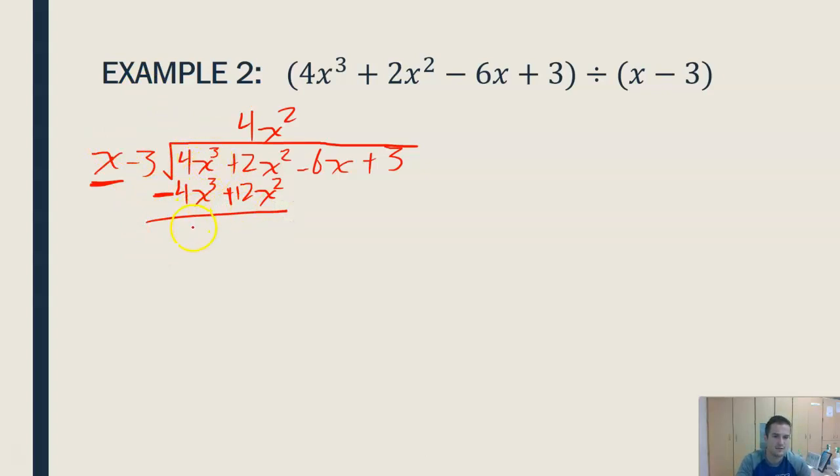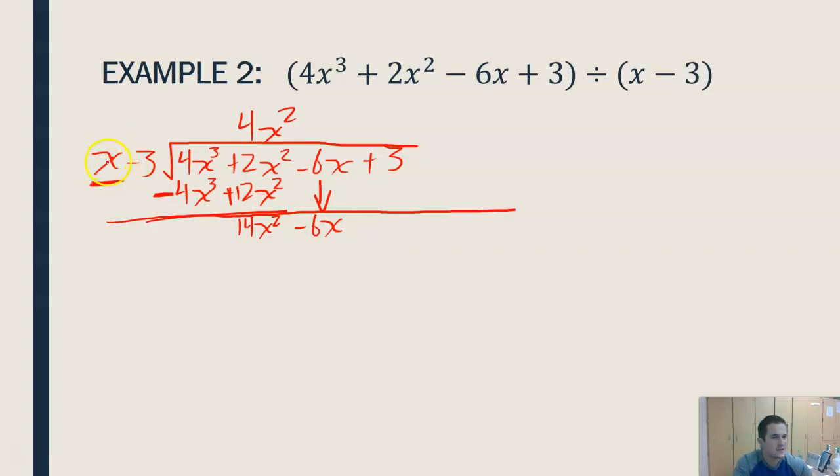4x cubed minus 4x cubed is 0, so I don't need to write that. 2x squared plus 12x squared is 14x squared. And I'm going to drop down my negative 6x. I'm going to draw a big line here. Now this is the new line where I'm going to repeat these steps again. This is my new dividend right here.